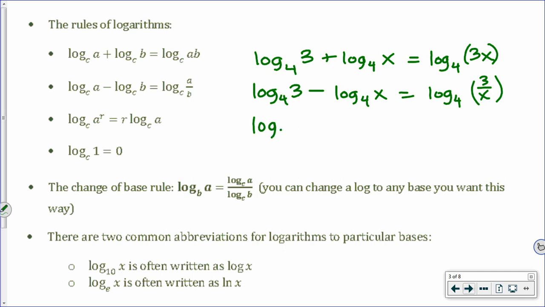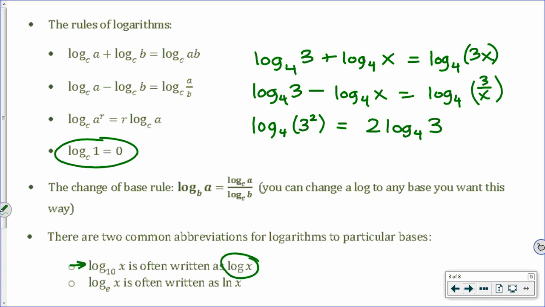And this third property is if you have an exponent in your argument, that you could bring it down and write it as a coefficient, and that one works the other way as well. If you wanted to bring up the coefficient, you could write it as a power in the argument. And then this property says that the log base anything of 1 is going to be 0, because 0 is the exponent that gets you from any base to the answer of 1. We have the change of base rule there, and then 2 common log abbreviations. Log base 10, you'll never see that written because it's just written as log x with no base.